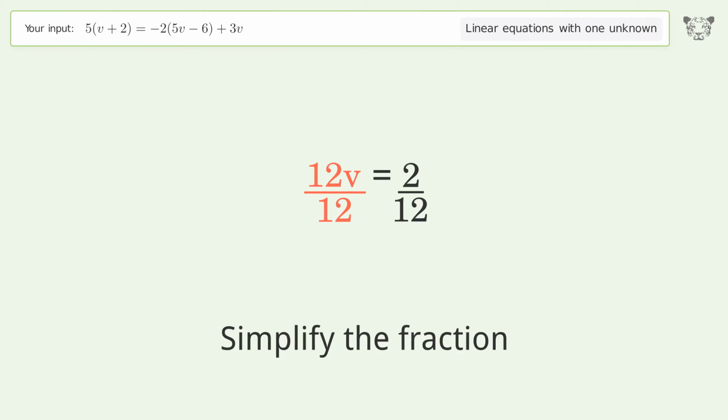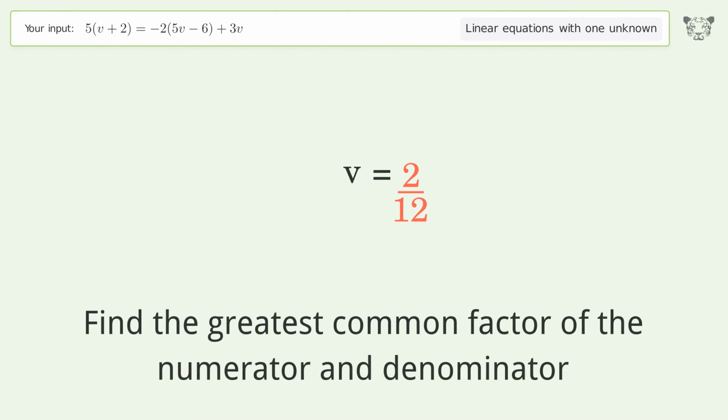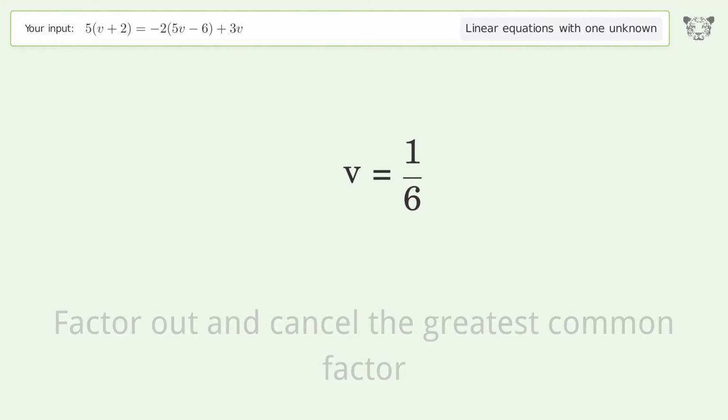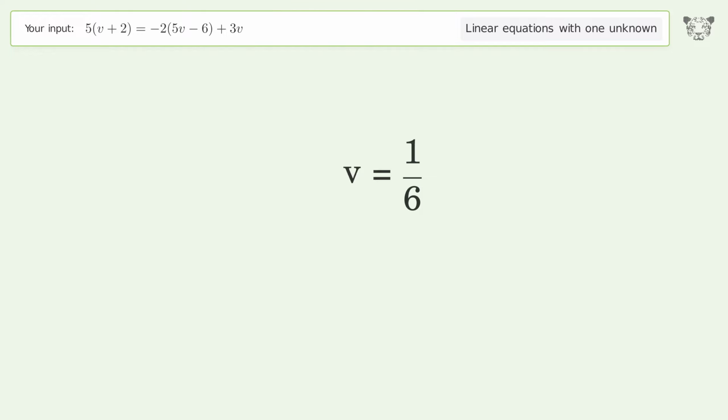Simplify the fraction. Find the greatest common factor of the numerator and denominator. Factor out and cancel the greatest common factor. And so the final result is v equals 1/6.